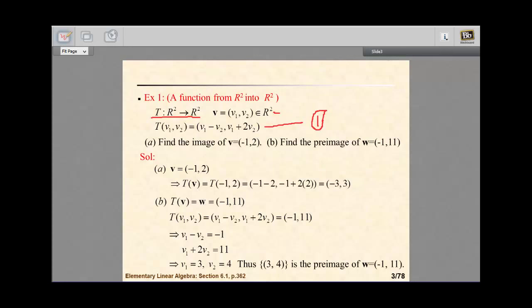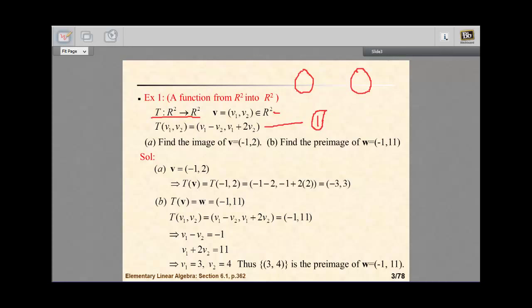Let us recall equation number 1. Now there are two questions given. The first question is: find the image of v equal to (-1, 2). And the second is: find the pre-image of w equal to (-1, 11). So there are two sets given, and we have to find the image and the pre-image.